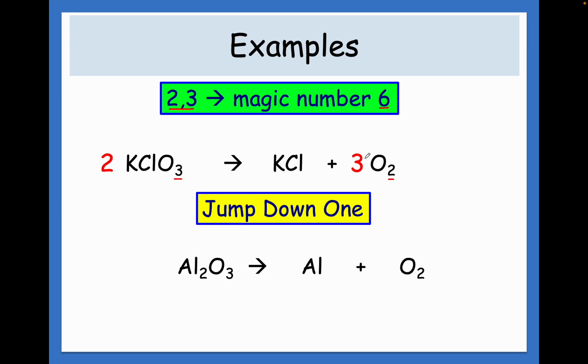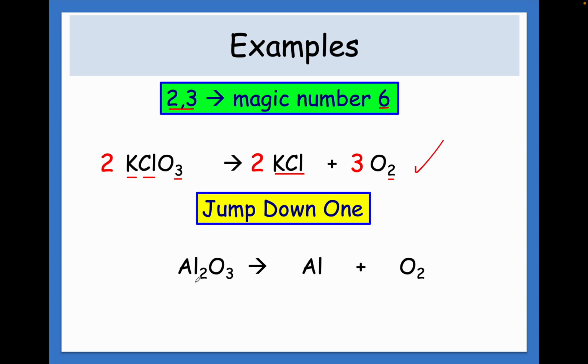All right. So now the oxygens are balanced. Now we have 2 potassiums and 2 chlorines, and only 1 potassium and 1 chlorine over here. So easily we can just throw a 2 in front and we're good. All right.